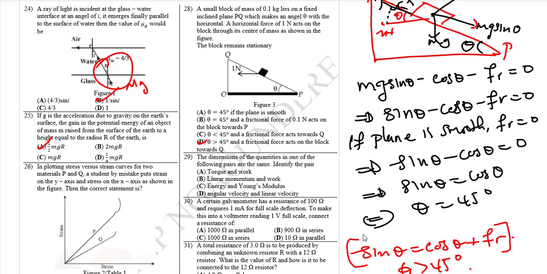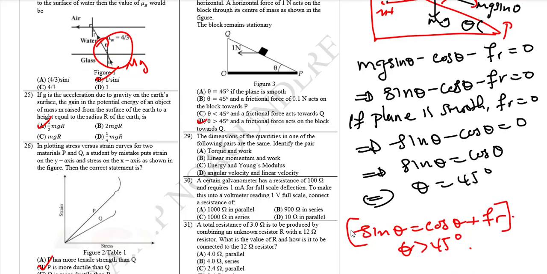So one of the best options here to consider will be option D. If theta is greater than 45 degrees and the friction force acts on the block towards Q, that will be the best of the options, so that if we are dealing with a case where it is perfectly smooth, we simply take the critical point, theta equal to 45 degrees.